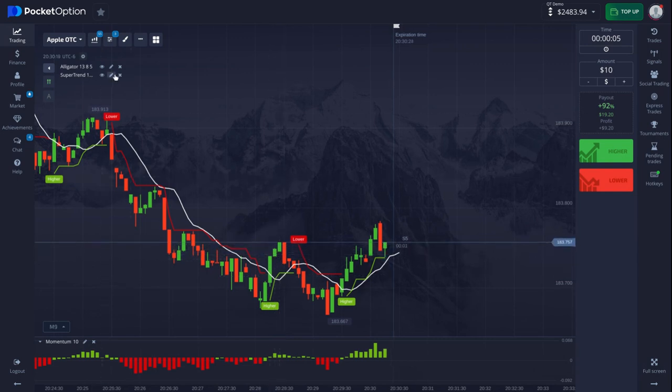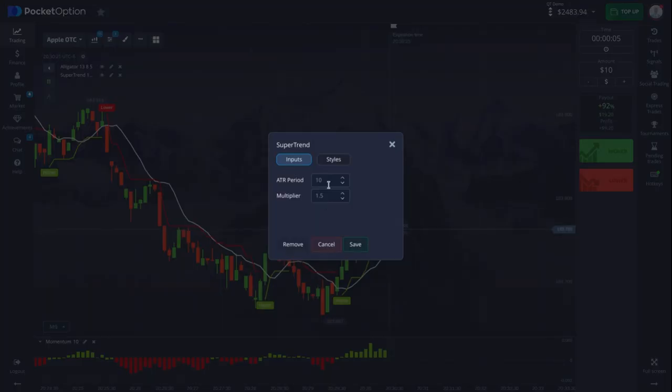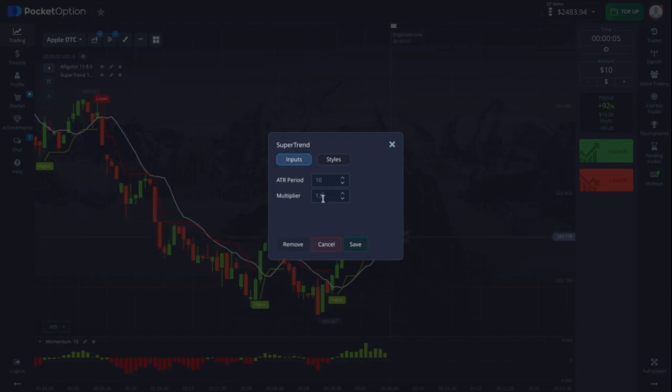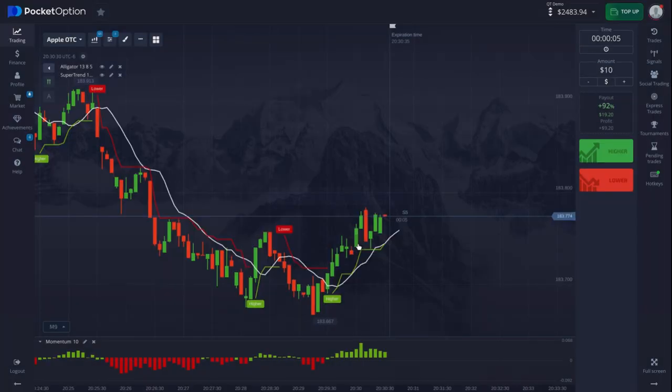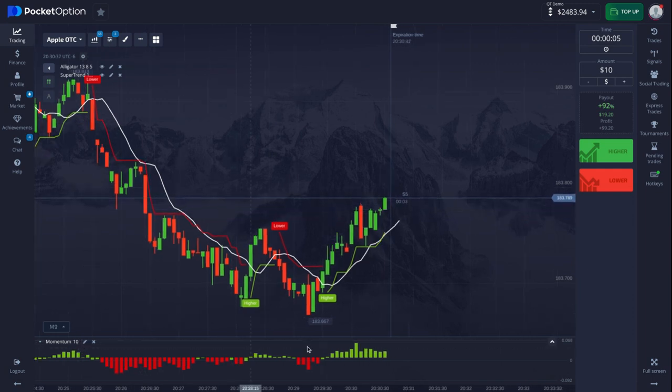So I tried to find a super trend that would match pretty close. So I came up with 10 on the ATR and 1.5 instead of 3 on the default. I went with 1.5 on the super trend. On top of that, I'm adding a little momentum on the default setting of 10 to show the direction.